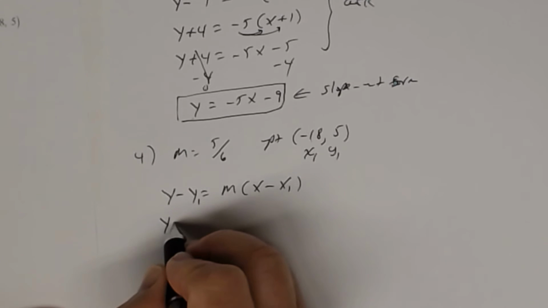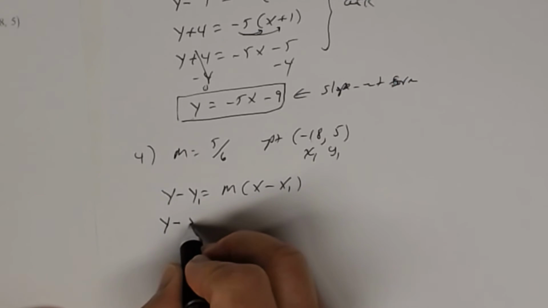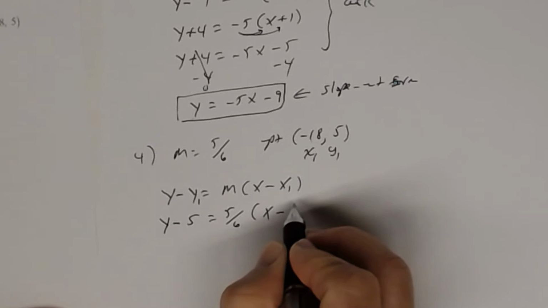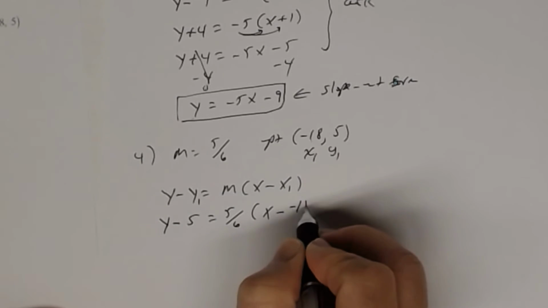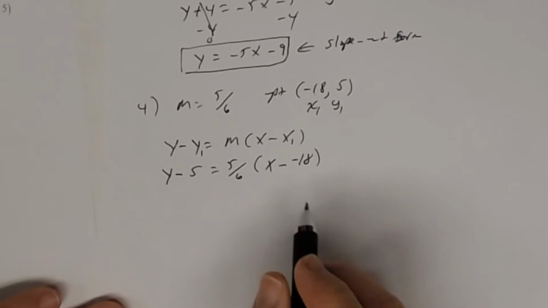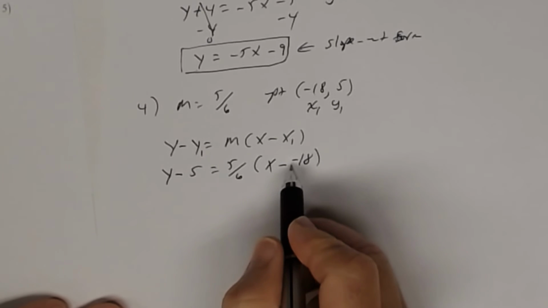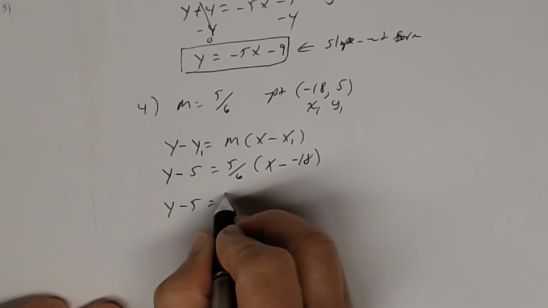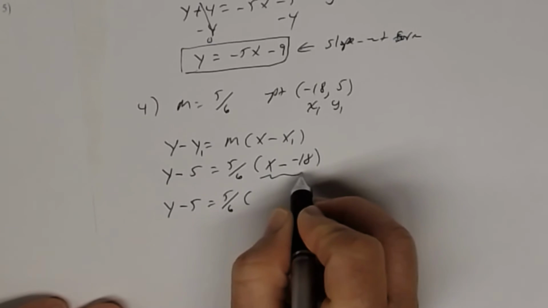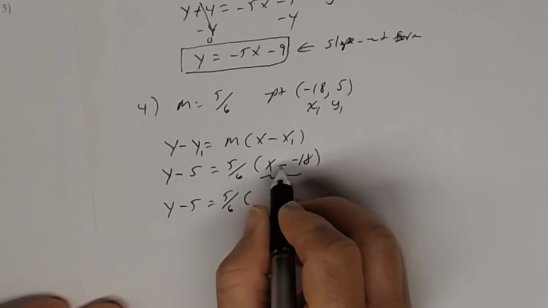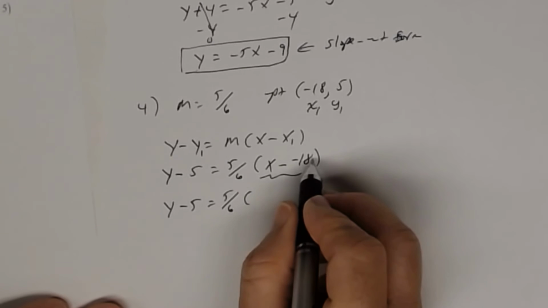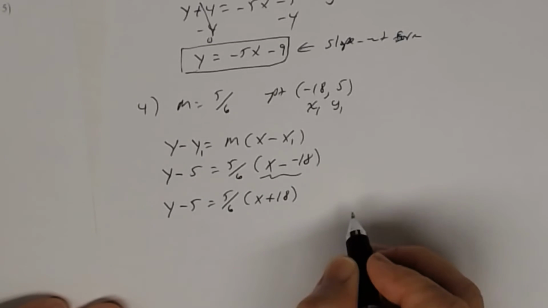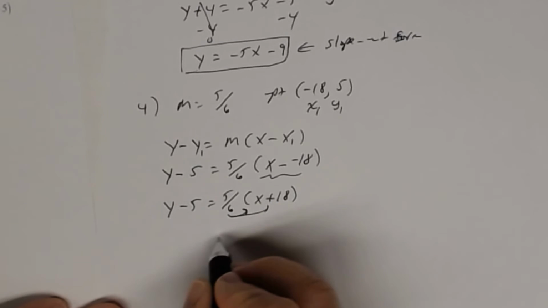So I get y minus y1, which is 5, equals the slope, which is 5/6, times x subtract x1, which is -18. All right, but remember the double negative, x subtract -18, so I get y minus 5 equals 5/6. So let's rewrite this. x subtract negative 18 means x plus the opposite of a negative 18, which is positive 18. So that's x plus 18. Now let's go ahead and distribute.